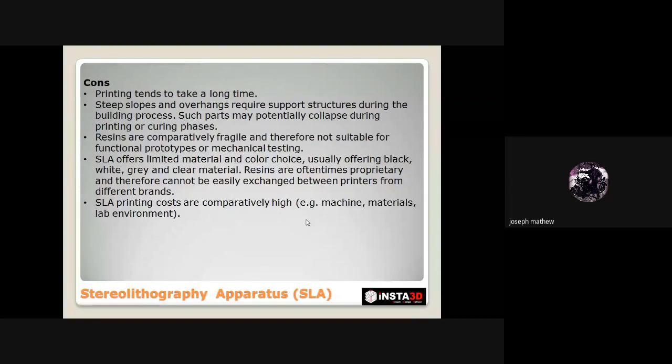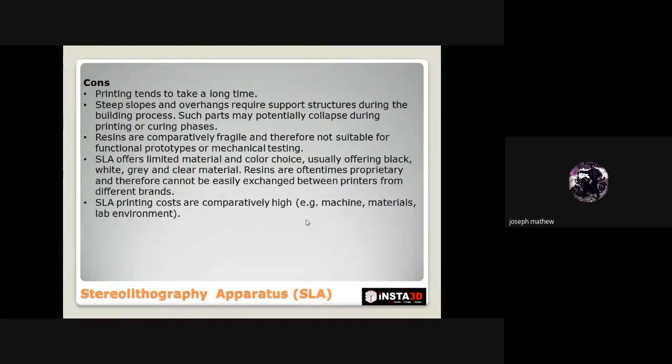The demerits of SLA technology: the printing time is very high when compared to FDM technology. Many support structures are required using the SLA technique. So there are many issues of failures faced in SLA technology. Nowadays, researchers are working to reduce the failures faced in SLA technology.